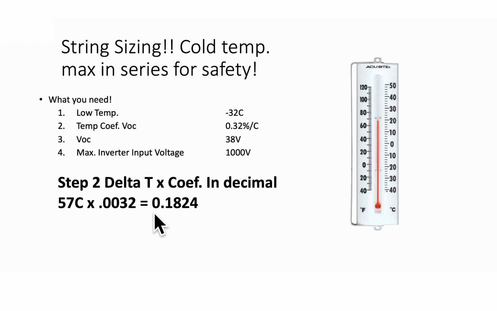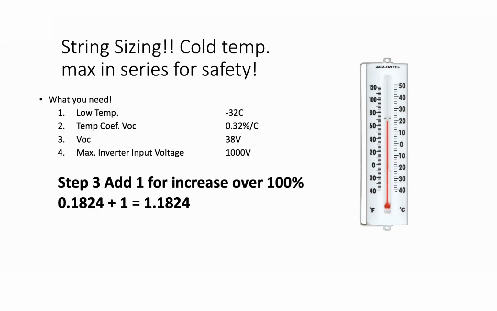And so I think in my head that 0.18 is 18%. And does that make sense? And that does make sense. That when it gets 32 below 0, that I might get about 18% more voltage. And so I double check myself and I move on to step 3.